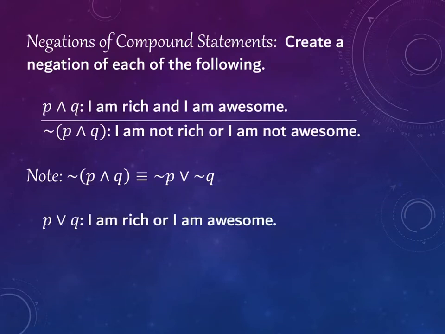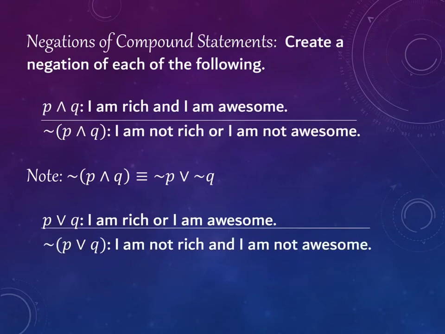Now we're going to do negation of a disjunction. So this is the disjunction, I am rich or I am awesome. So what do you think is going to have to be the opposite? I mean, what am I going to have to do for the negation of I am rich or I am awesome? What would actually have to be changed to make it the opposite of this statement? You got it. I actually need the negation of both. I am not rich, I am not awesome. And it's an and between there.